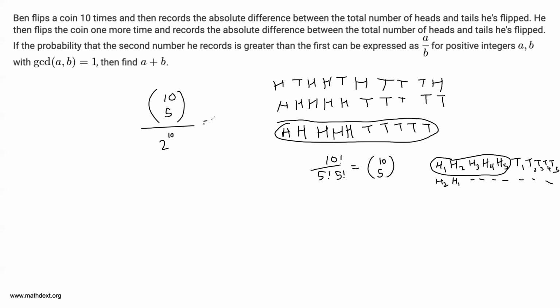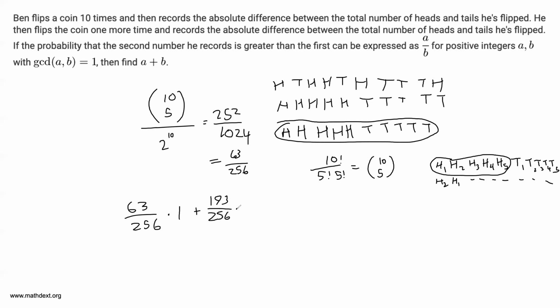So this fraction is equal to 252 over 1024, which is equal to 63 over 256. So this is the probability you get 5 heads and 5 tails. And remember, what we wanted is this probability that we get 5 heads and 5 tails, times the probability that the absolute difference increases, which we found was 1. And the probability that you don't get 5 heads and 5 tails is just 1 minus this, which is 193 over 256.